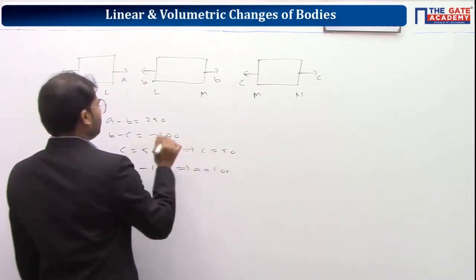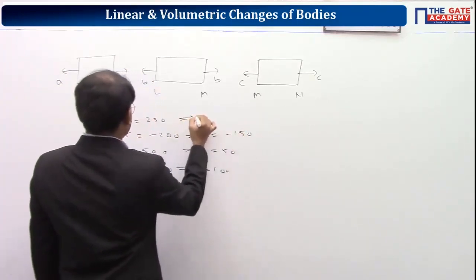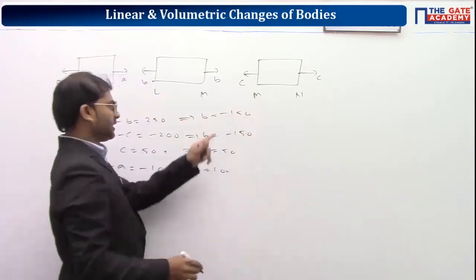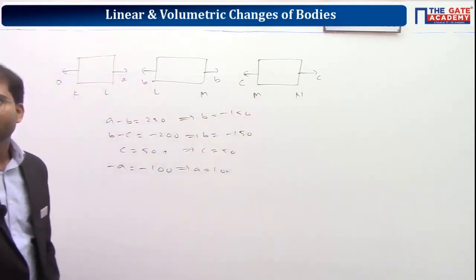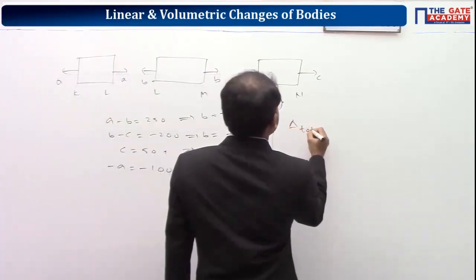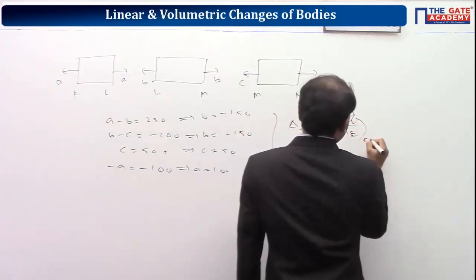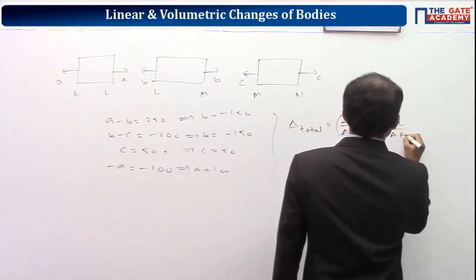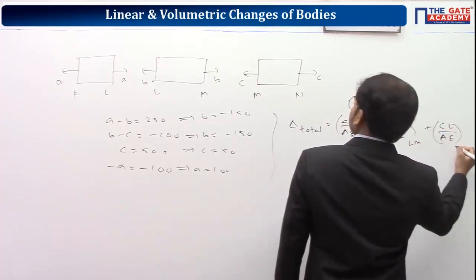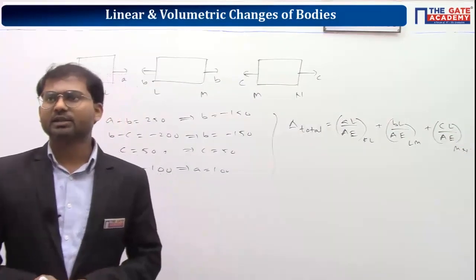C is equal to 50 means B will become minus 150. From this, B comes out to be A minus 250, 100 minus 250, minus 150. So both are coming the same, so my calculation is right. Using this, we can get the value of elongation. Delta total is nothing but A into length by area into Young's modulus of the KL part, plus B into length by area into Young's modulus of the LM part, plus C into length by area into Young's modulus of the MN part. So that gives you the answer as B. You can check the calculation.